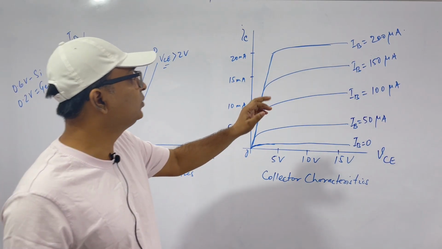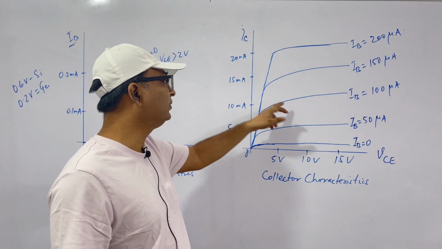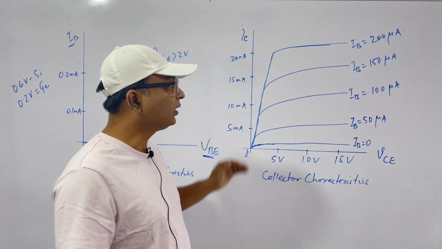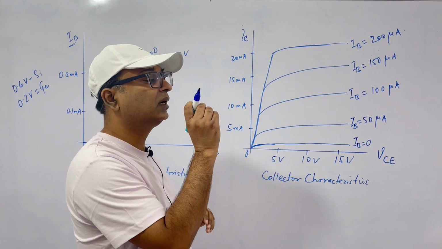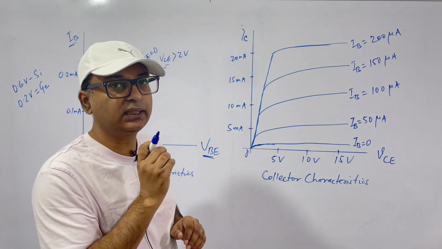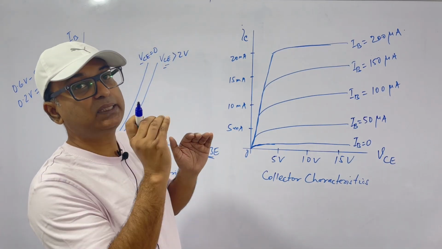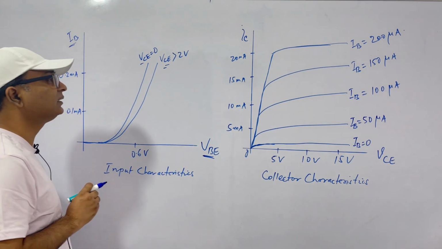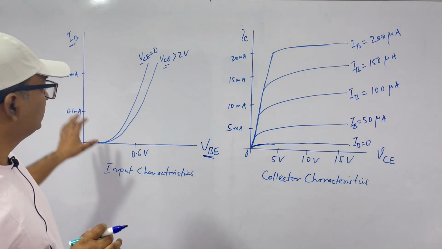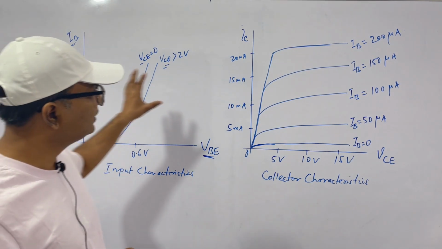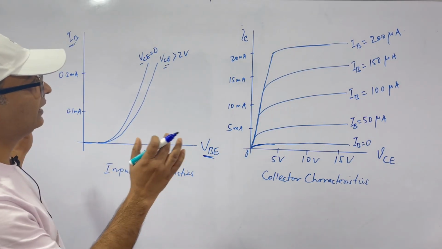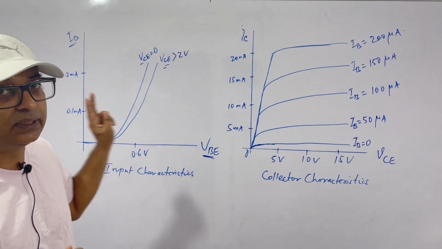From here, if we have to find IC by IB, we take the values and put IC by IB. Or if we have to take a small change in collector current because of a small change in base current, we can use these data sheets to find the results. So this is input characteristics, this is the output characteristics in the collector side. You must have understanding of this.